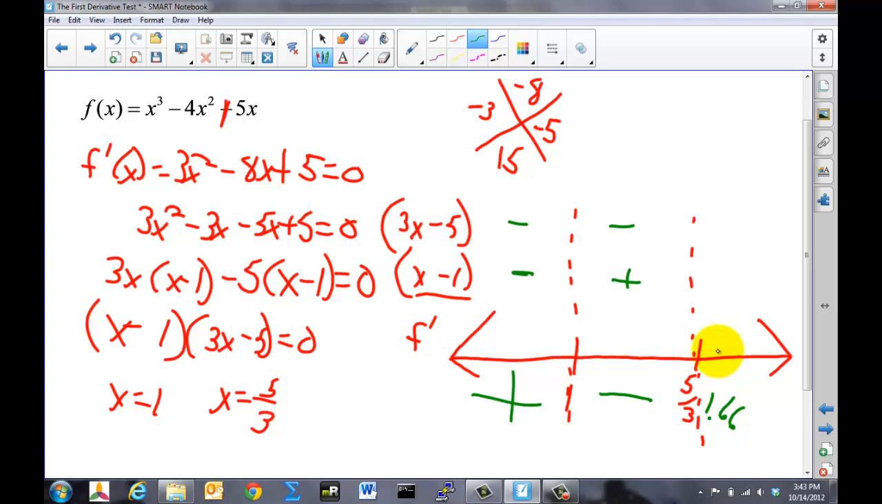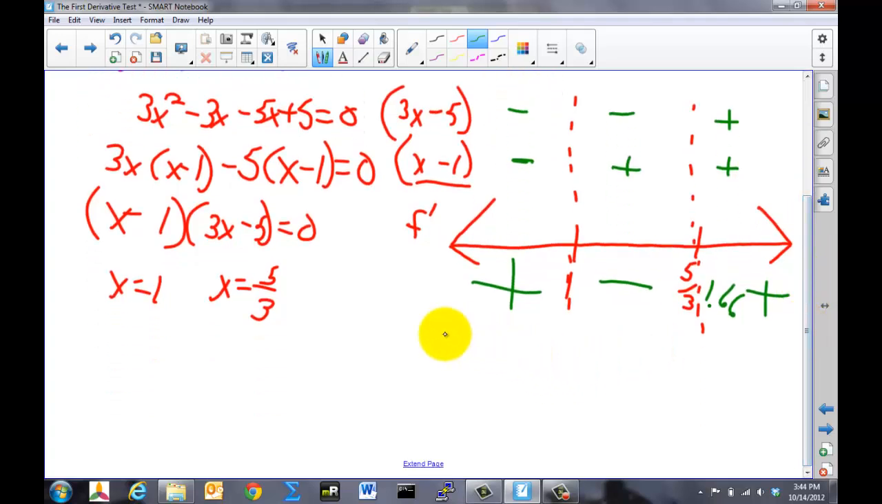And finally, out here we need a number larger than 5/3. Say 2, for example. 2 minus 1 is a positive number. 3 times 2 is 6 minus 5 is a positive number. And positive times positive makes this a positive number. So now by looking at our sign line, we can tell then that the function is increasing for all of these numbers out here. Well, how do we write that? That's from negative infinity to 1.